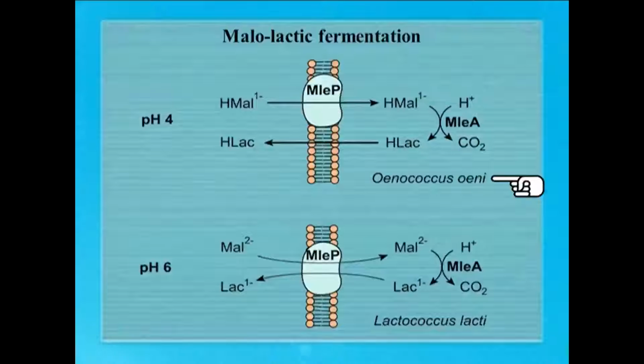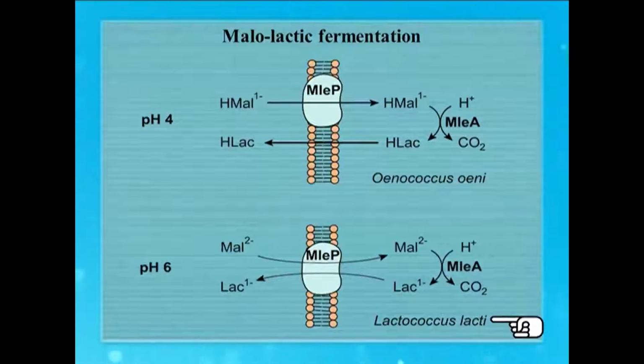Different genera can carry out this fermentation process, and two important genera are Oenococcus oeni and Lactococcus lactis. In the case of Oenococcus oeni, which thrives at a low acidic pH, at a pH of 4, they can convert this malic acid, which is naturally present in their substrate. They take this malic acid inside their cell and convert it into lactic acid, and this lactic acid now comes out of the cell. So this is done by Oenococcus oeni.